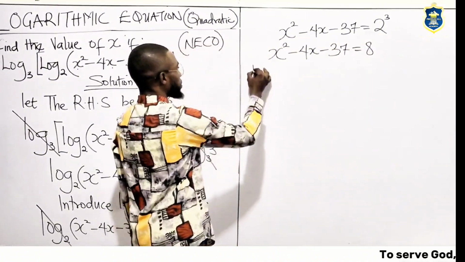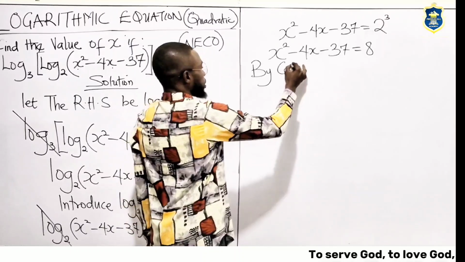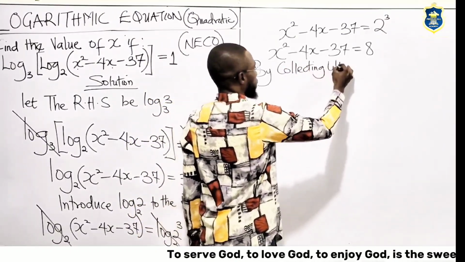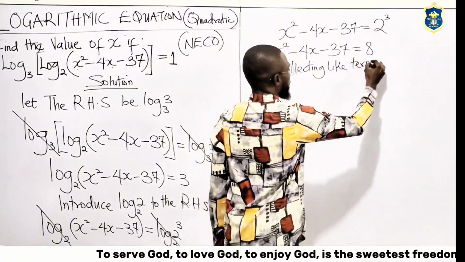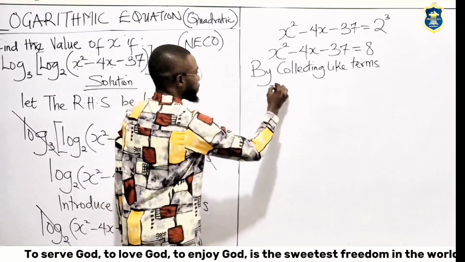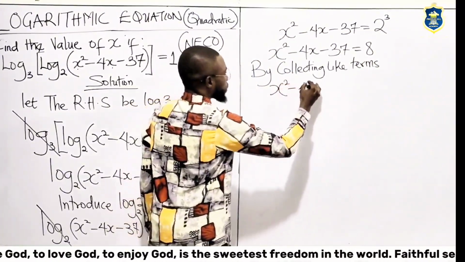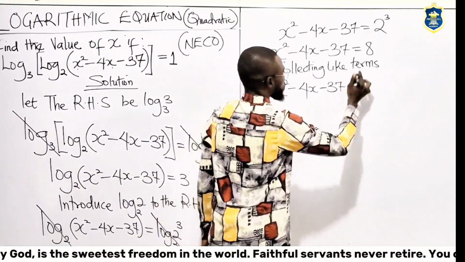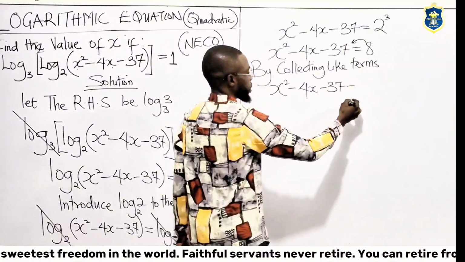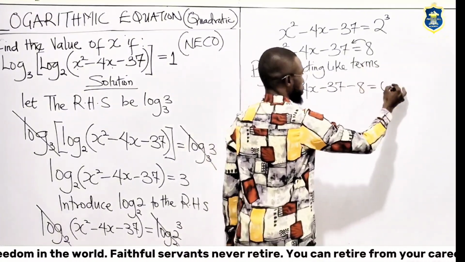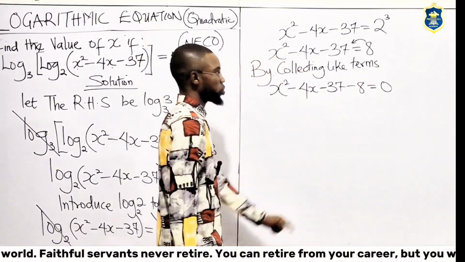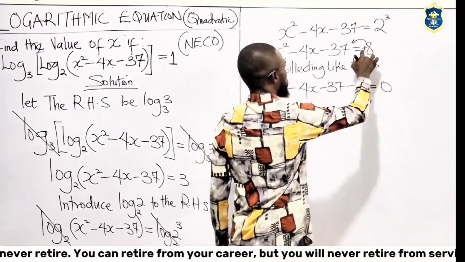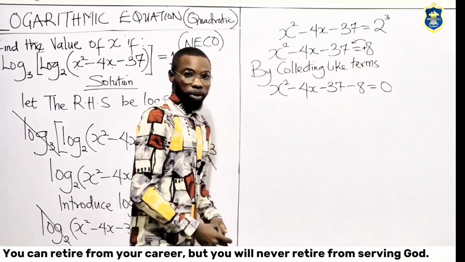If we collect like terms, we'll be left with x squared minus 4x minus 37 minus 8 is equal to 0. There will be nothing here, that's why I'm putting 0. I'm bringing this guy in by collecting like terms, and there's an invisible plus here, so that if it crosses, it becomes a minus.